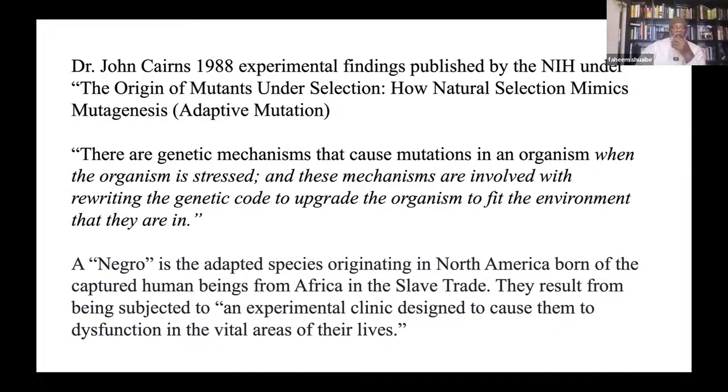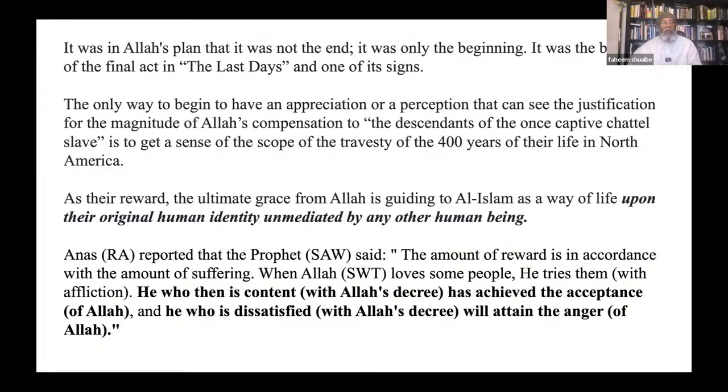So similarly, the brand new human species was one born on and out of the experimental clinic designed to cause us to dysfunction in the vital areas of our lives. So that's a biological scientific fact: this process of speciation is what brought about the existence of the Negro. So we say here, it was in Allah's plan that it was not the end of that process. It was not the end. It was only the beginning. It was the beginning of the final act in the last days and one of its signs.